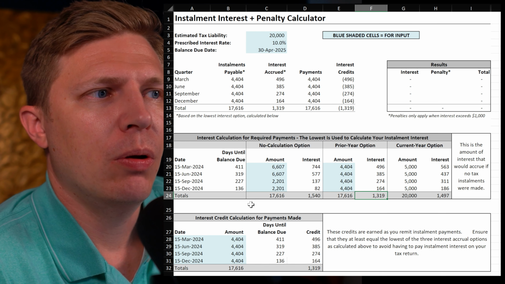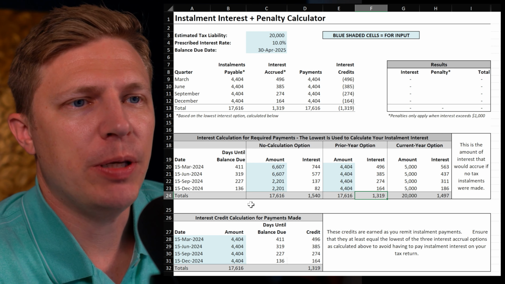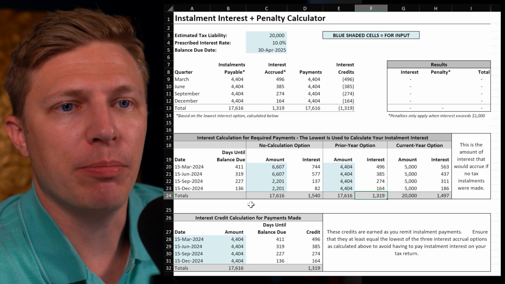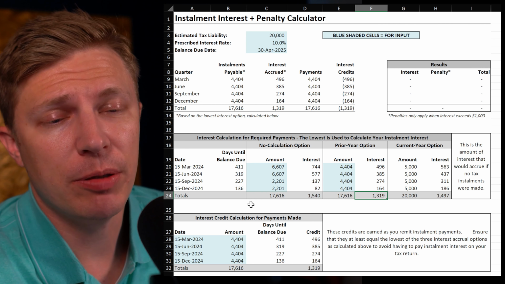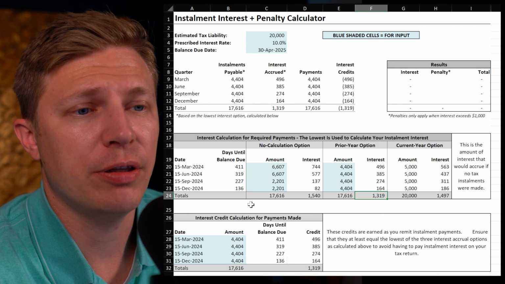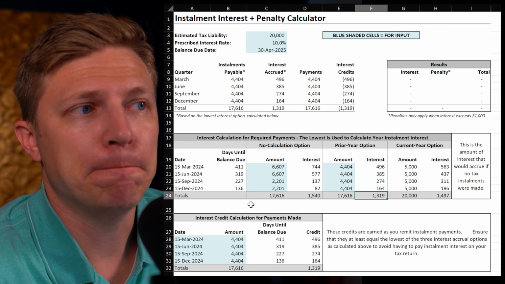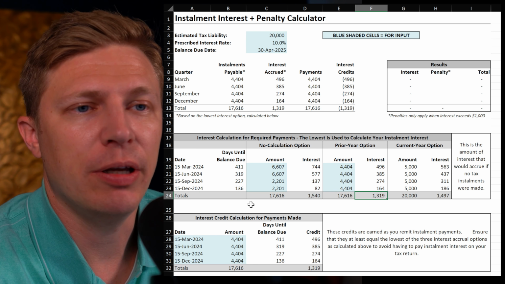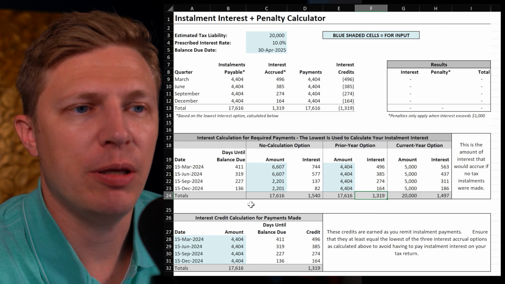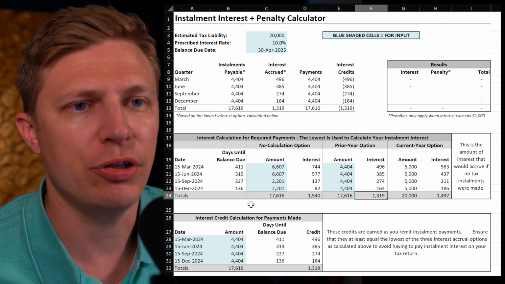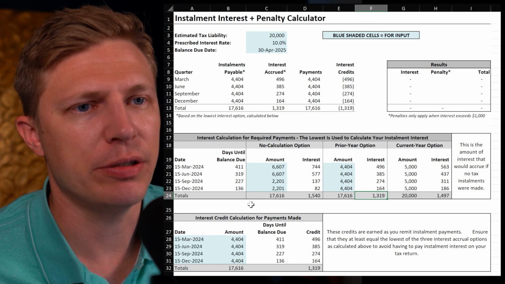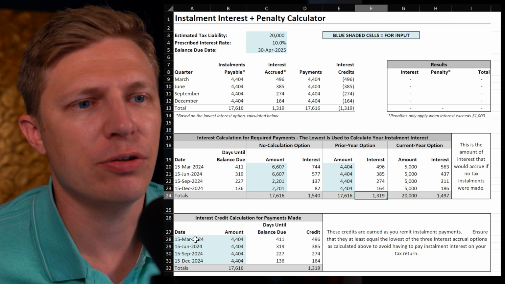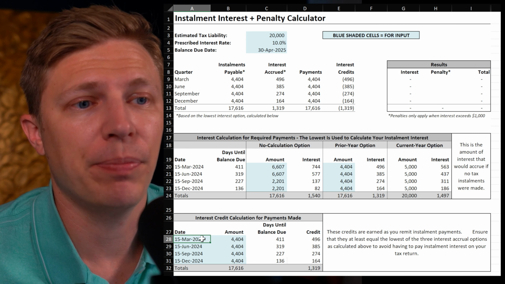Now, what I often find is that people get really stressed out leading up to March 15th or June 15th or September 15th or December 15th because they don't want to be late. They think that if they're late on their payment, it's going to create huge issues. That's not necessarily the case. So let me show you another example.